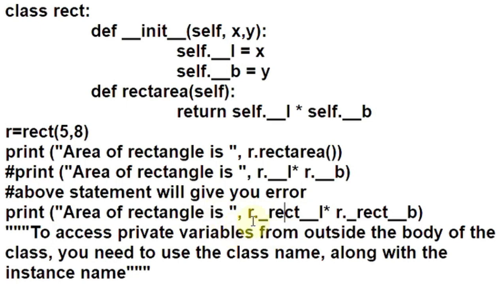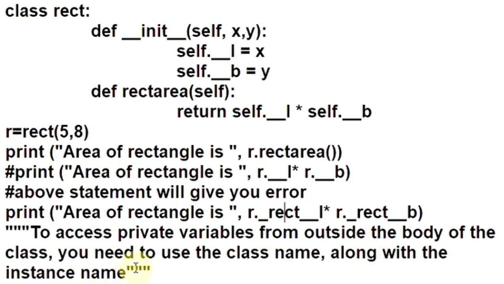See, the complete syntax is, after the object name, you have to use underscore, then a class name, and these are the private attributes with the 2 underscores, right? So I have written here, to access private variables from outside the body of the class, you have to use the class name along with the instance name. So using this syntax, you can access the private attributes in the main function also.